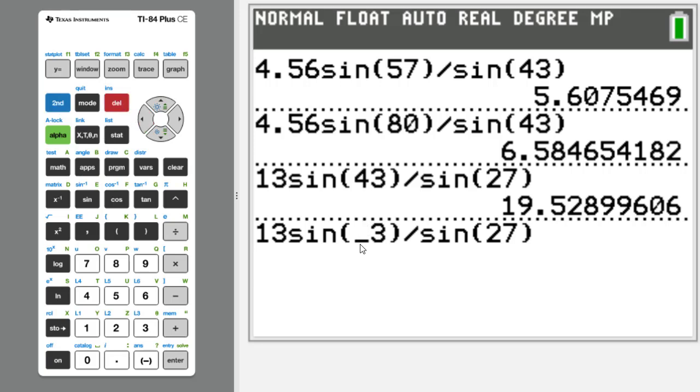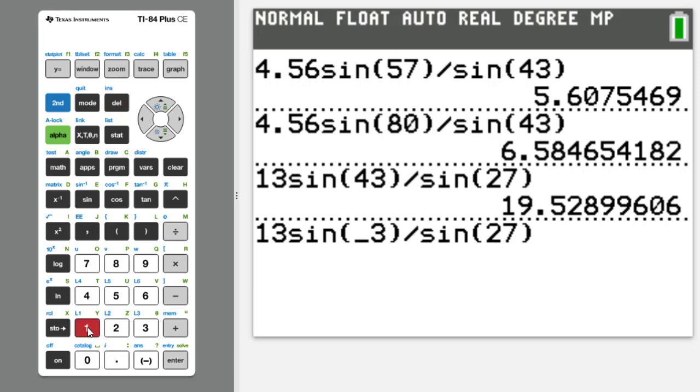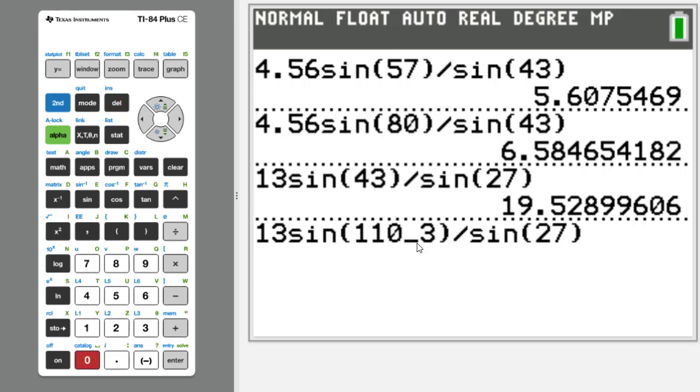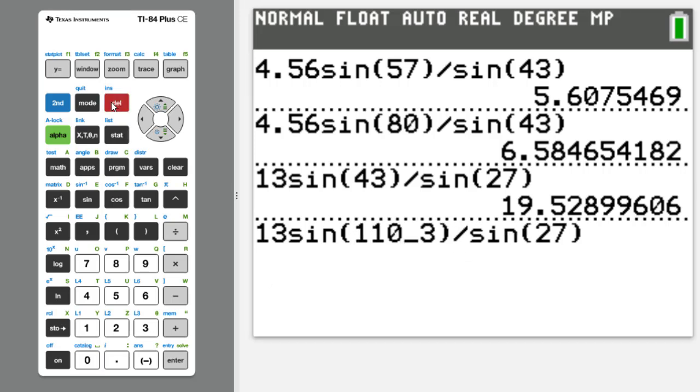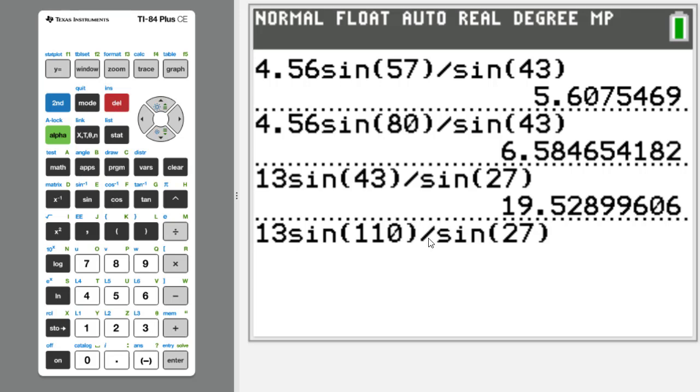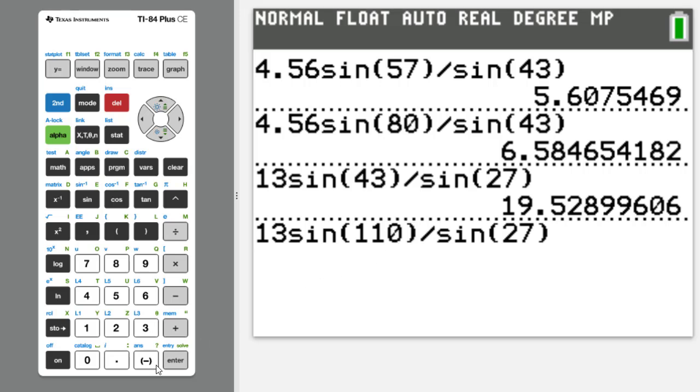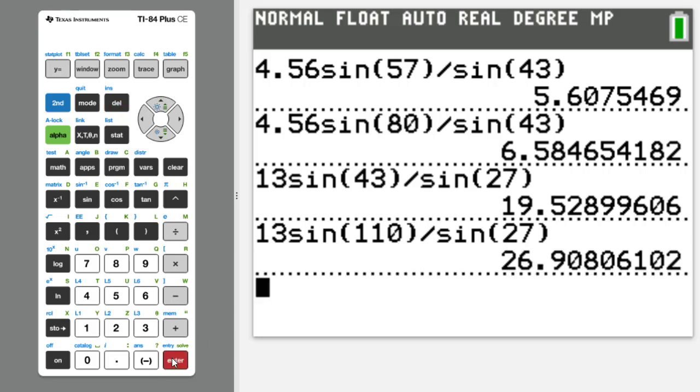And notice now it's blinking clear. Now if I type in my angle 110, it pushes the numbers down, and I can just physically delete the 43 now, and everything is all good without me having to retype everything after the sine of 110. Anyway, if I go ahead and press enter, that gets me this 26.91 approximately.